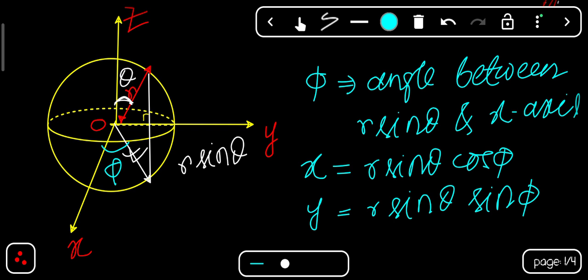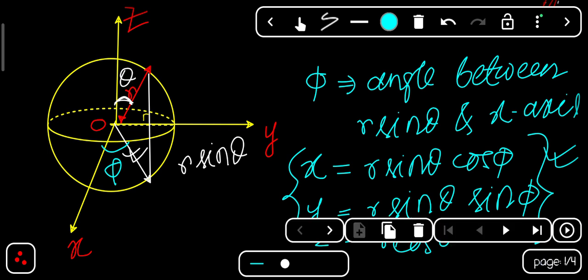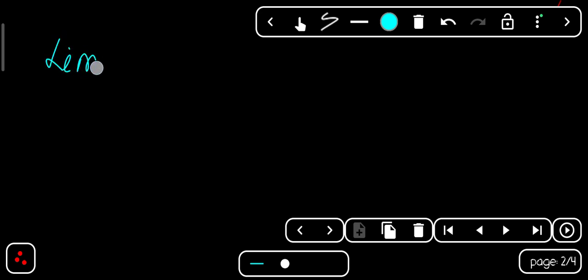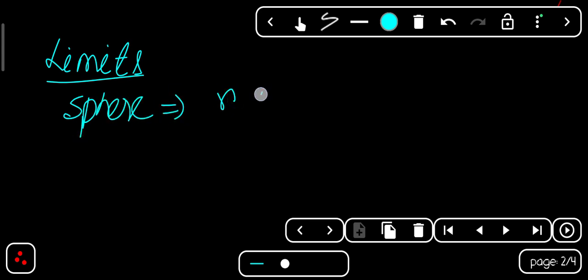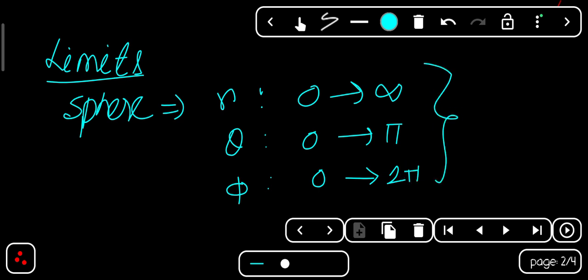So the three Cartesian coordinates x, y and z can be expressed in this form. Now let's talk about the limits. Here also we will get three limits. For a sphere, the limit of r will be from 0 to infinity, the limit of theta will be 0 to pi, and the limit of phi will be 0 to 2 pi. That you have to understand. These are the limits of the coordinates of a sphere.